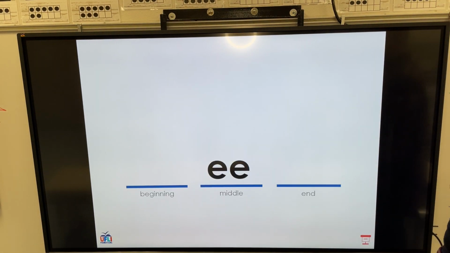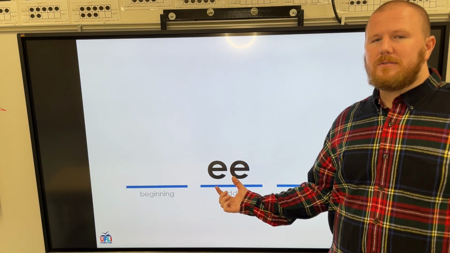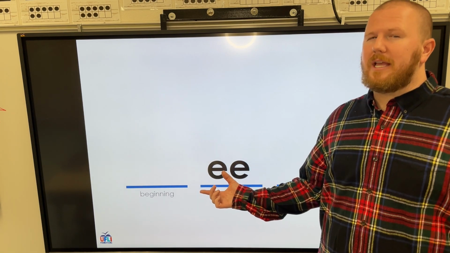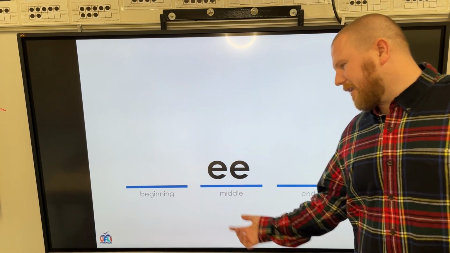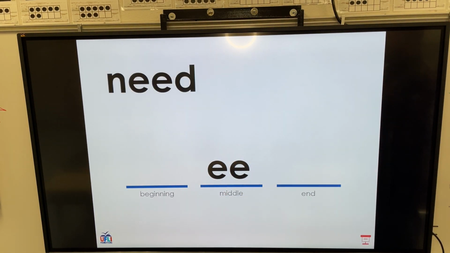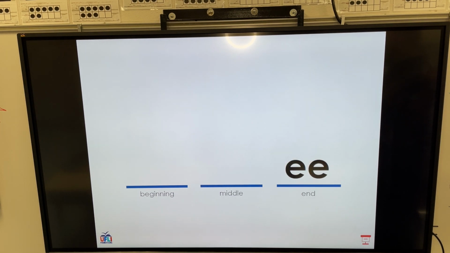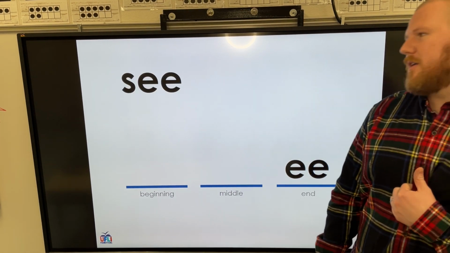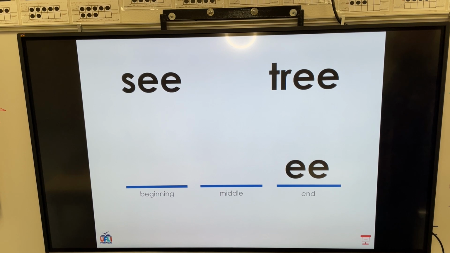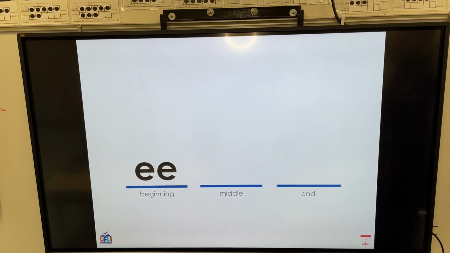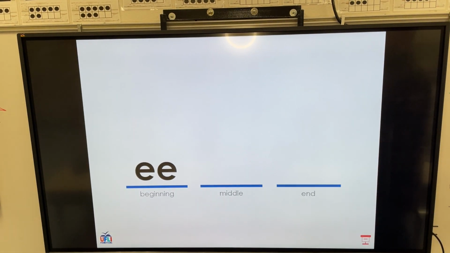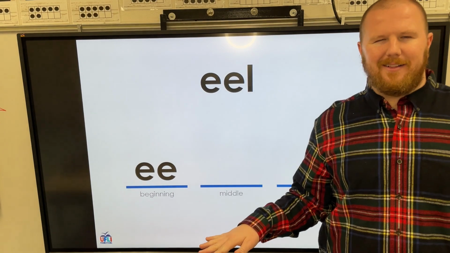Let's take a look. So usually it's in the middle. If it's a word like see, it's going to be at the end. But let's take a look at what kind of words have it in the middle. Need and beat. Good. It can be at the end, like I said, if it's in the word. Let's see if my word is up there. Yep, that's exactly the word I was thinking about. See and tree, or the number 3 also has the same one. Okay, and then at the beginning, not always, but in the beginning, let's take a look at what word they're talking about. Eel. Yep, eel.